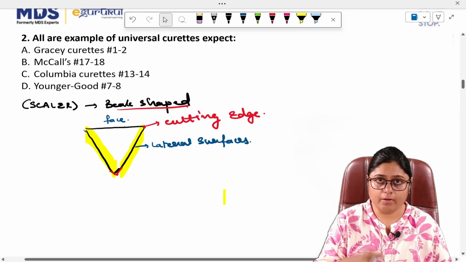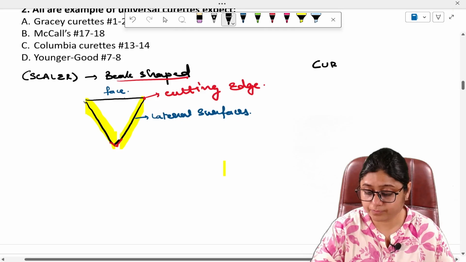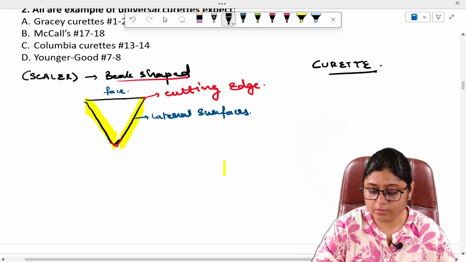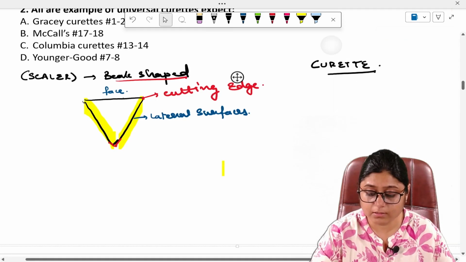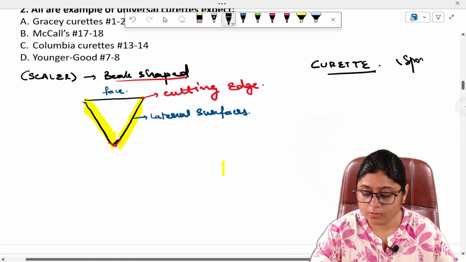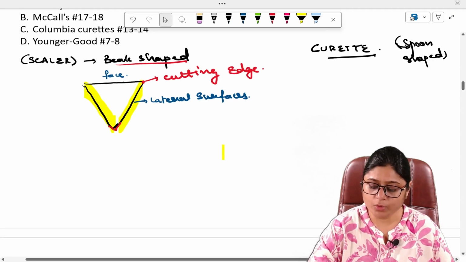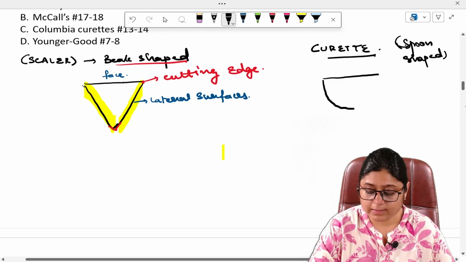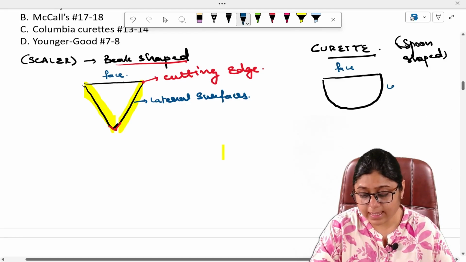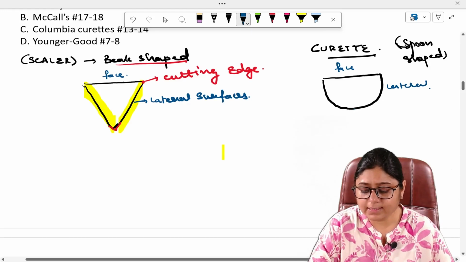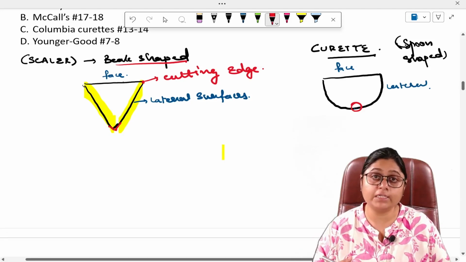Now, in contrast to the scaler, when we look at the curets, the tip of the curet in the cross section is spoon shaped. Somewhat like this. So this is the face of the curet, right? These are the lateral surfaces. And this is the surface which is going downwards, right? It is in contact with the connective tissue.